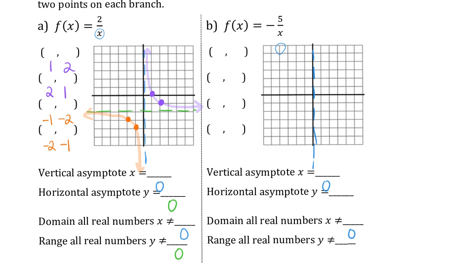Generally these have a horizontal asymptote at y equals 0. Since there's an asymptote there, y will not equal 0, so I'm going to draw that in.